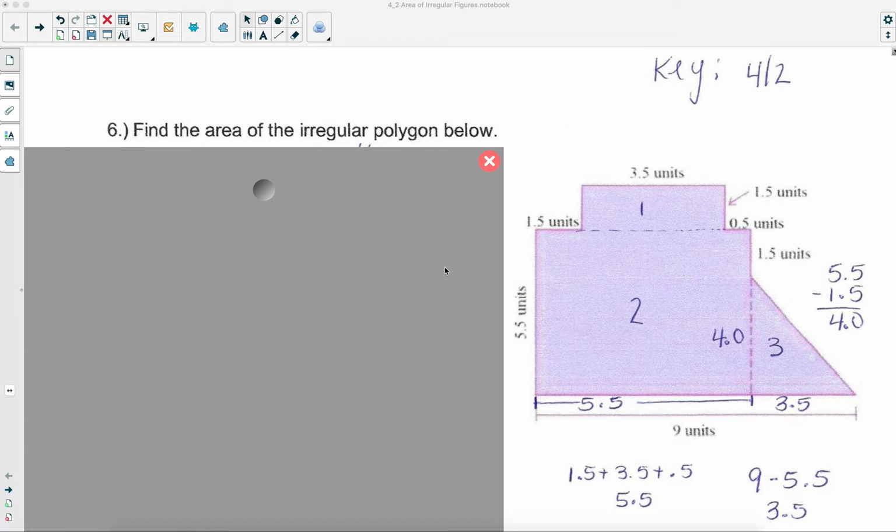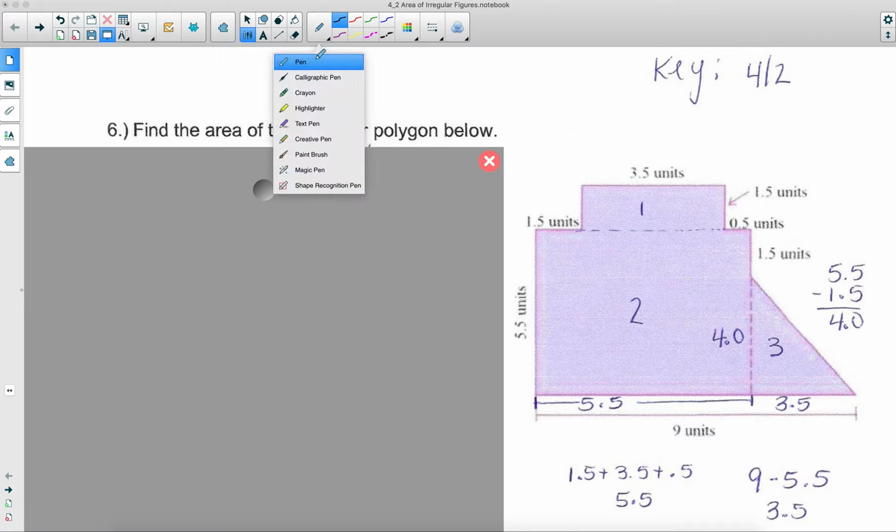Okay, so for number 6, we're trying to find the area of this irregular polygon over here. If you take a look, it did already drop down this auxiliary line, forming a little right triangle. I labeled that right triangle 3. My other 2 polygons were this rectangle over here, and then I had this square that was formed right in the center at 2.